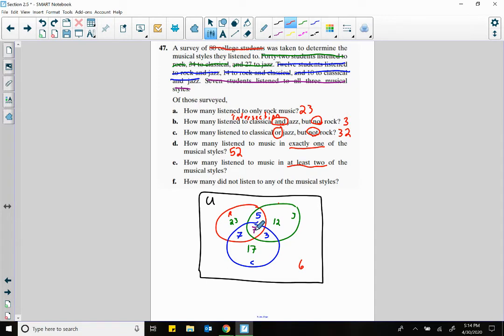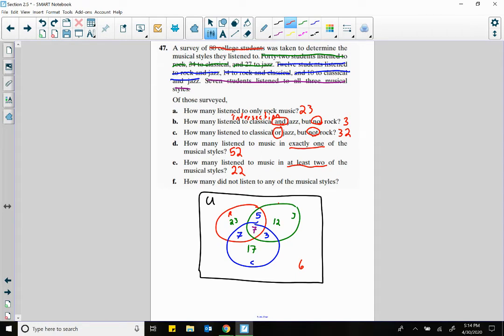Because the 7 in the middle, these are the students that listen to all 3 of them. And those are the only numbers that we care about. The 7, the 5, and the 3, because those are 2 styles. And the 7 in the middle, because that's 3 styles. And if you add all those up, that's a total of 22 students that listen to at least 2 or more musical styles. And then finally, the last question, hopefully this seems familiar.